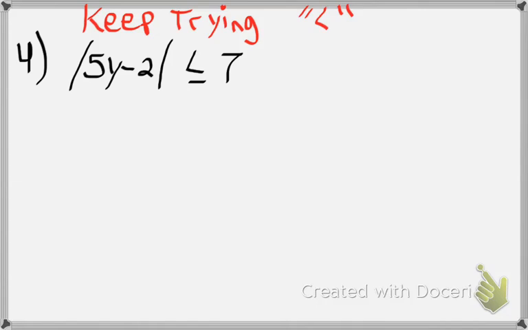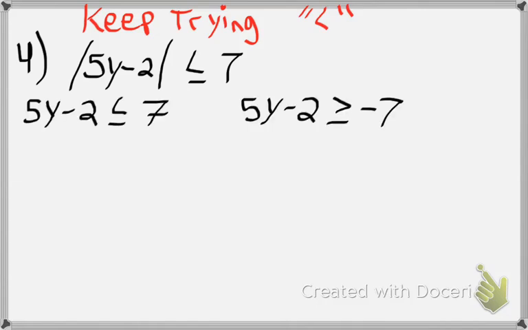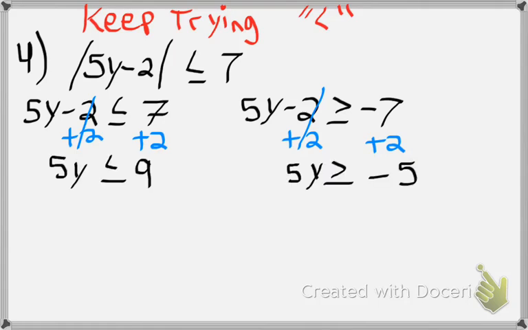Okay, now we're going to go ahead and give this one a shot, and I'll give you a warning. This one, one of your answers will be a fraction. Hit pause and give it a shot. Write both versions, now solve them both. They start out the same way, and they both have the same last step. Those have different answers. Divide both sides by 5.